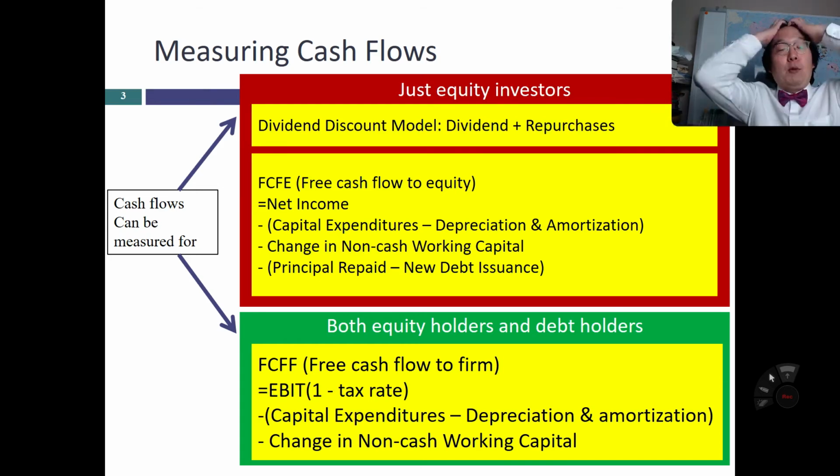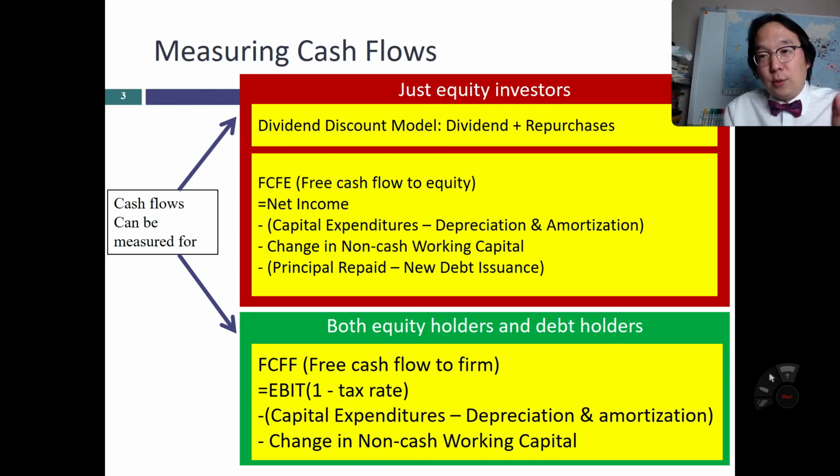So first thing this week, the equity holders cash flow, the most classical one is dividend. So we're going to talk about the dividend discount model. Either you call it dividend or repurchases, it doesn't matter. It should be the same thing, the cash spent out for the shareholders. The other form of equity holders cash flow is something called free cash flow to equity.